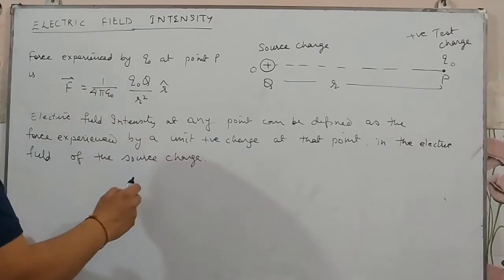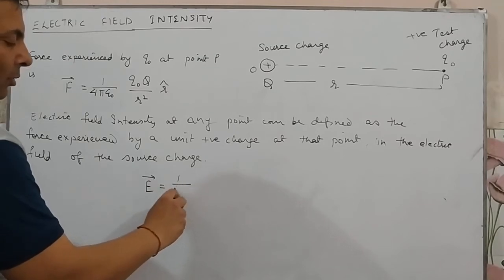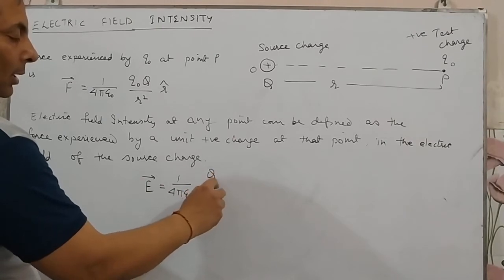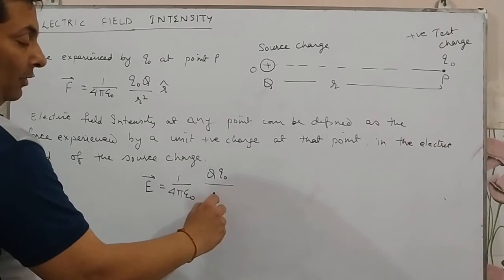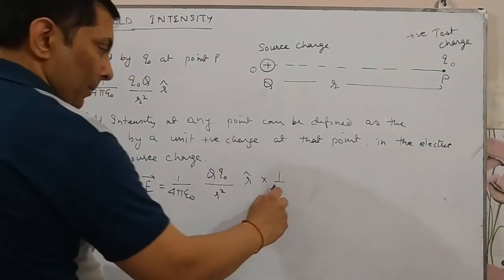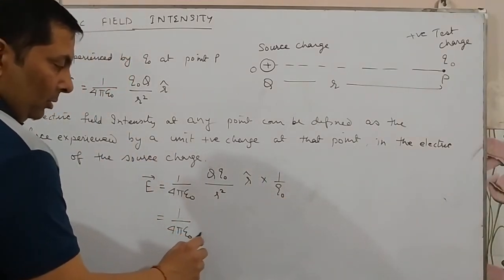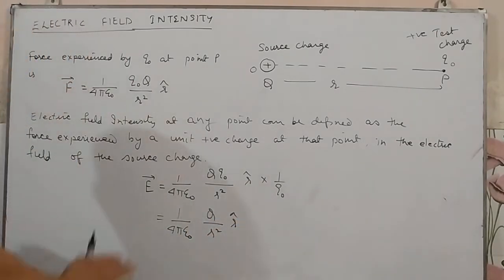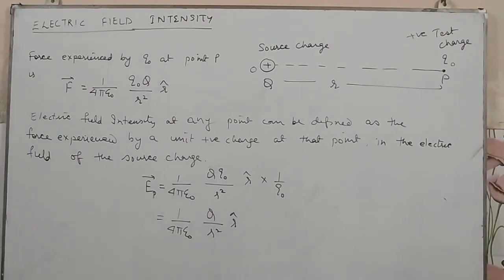So in this case, electric field intensity is denoted by E. It is equal to 1 upon 4 pi epsilon naught, Q Q0 divided by R square, along R. It has to be divided by Q0. So the result is 1 upon 4 pi epsilon naught Q upon R square, along R. So this is the value of electric field intensity at point P. Okay, fine.